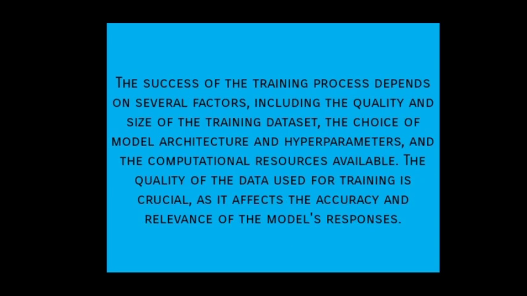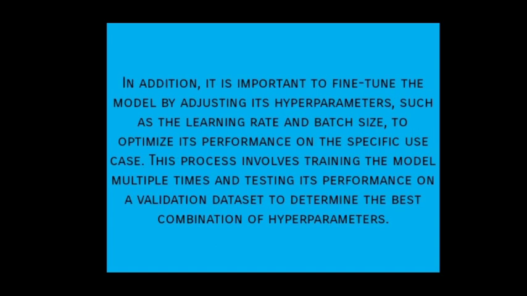The success of the training process depends on several factors, including the quality and size of the training dataset, the choice of model architecture and hyperparameters, and the computational resources available. The quality of the data used for training is crucial, as it affects the accuracy and relevance of the model's responses. In addition, it is important to fine-tune the model by adjusting its hyperparameters, such as the learning rate and batch size, to optimize its performance on the specific use case.